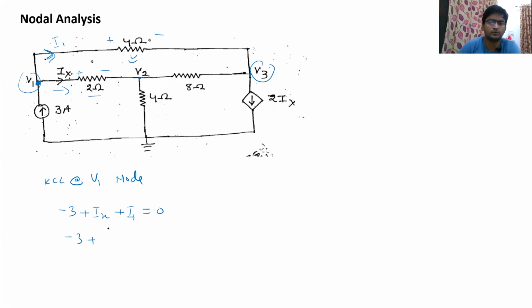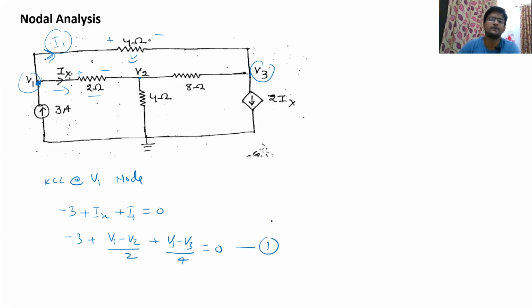Obviously, through Ohm's law, it will be (V1 minus V2) divided by 2. And what will be the value of I1? It will be (V1 minus V3) divided by 4. So (V1 minus V2) divided by 2 plus (V1 minus V3) divided by 4 is equal to 0. So this is going to be your equation 1.